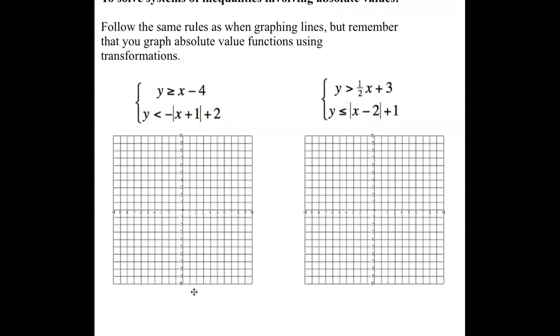So we're going to follow the same rules as when graphing lines, but remember that you graph absolute value functions using the transformation idea. And those should be a V shape instead of a line. So let's look at our first example.